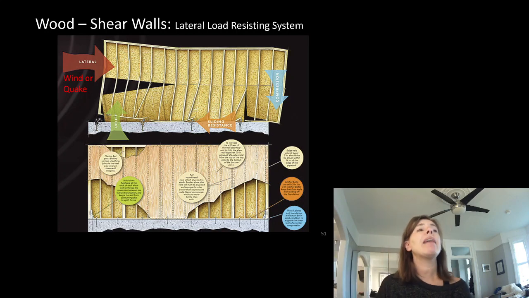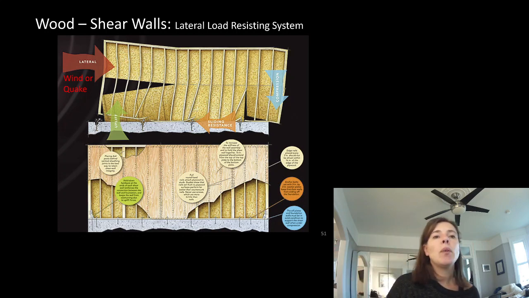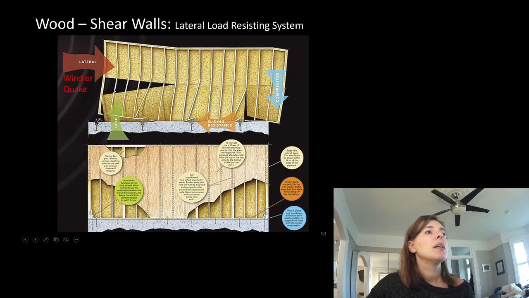So here we have a shear wall. We're going to do a lecture on lateral load resisting systems, and you're going to see these slides again. So mostly I just want you to get used to the terminology. Our lateral load resisting system is the thing that helps our building not tip over or slide away in wind or earthquake loads. This is one of the best images to help describe what a lateral load resisting system is doing.